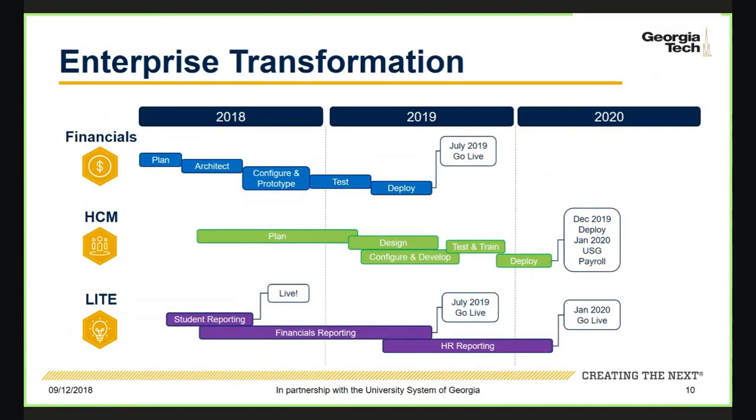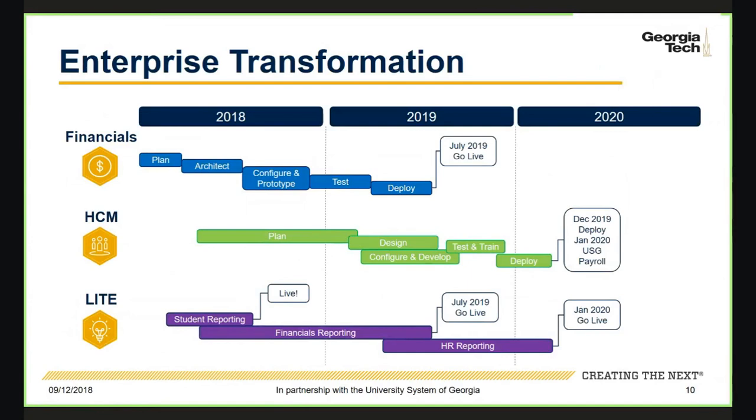Right now, we are in configure and prototype for financials, and this is the Workday system that we are implementing on campus. In configure and prototype, we are working alongside HCM and planning that implementation out. At the same time, you see at the very bottom there, Light reporting has begun. The student data reporting is live, and you can go and take a look at that. Financials reporting is working alongside of that, and then HR reporting comes next.